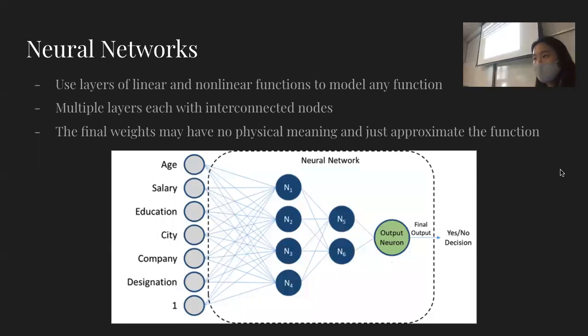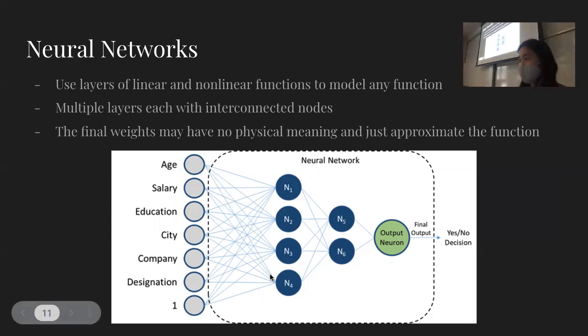Okay, and then another fundamental part of machine learning is neural networks. This is a really confusing topic. Basically, you can use layers of linear and nonlinear functions to model any other function. In this diagram, you have your inputs of different categories like age, salary, education, and these are all interconnected to nodes in the middle. All of these nodes have weights associated with them, similar to how in SciPy Optimize, our weights are different parameters we want to find.